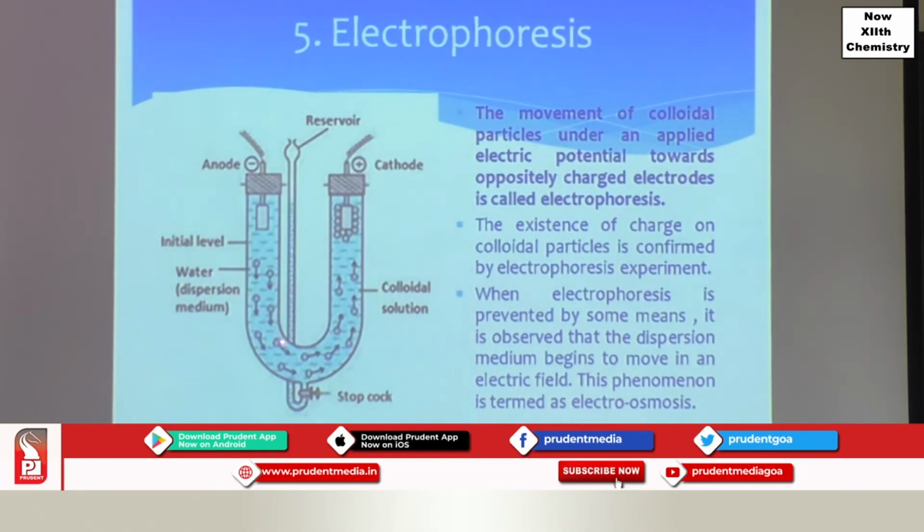Now, in this case, when the external electric field is applied, the particles are going to move towards oppositely charged electrodes. Suppose you are taking a negatively charged colloidal solution, then the particles are going to move towards the positively charged electrode. If you are taking a positively charged solution, then all the particles will move towards the negatively charged electrode. This is what is called electrophoresis.